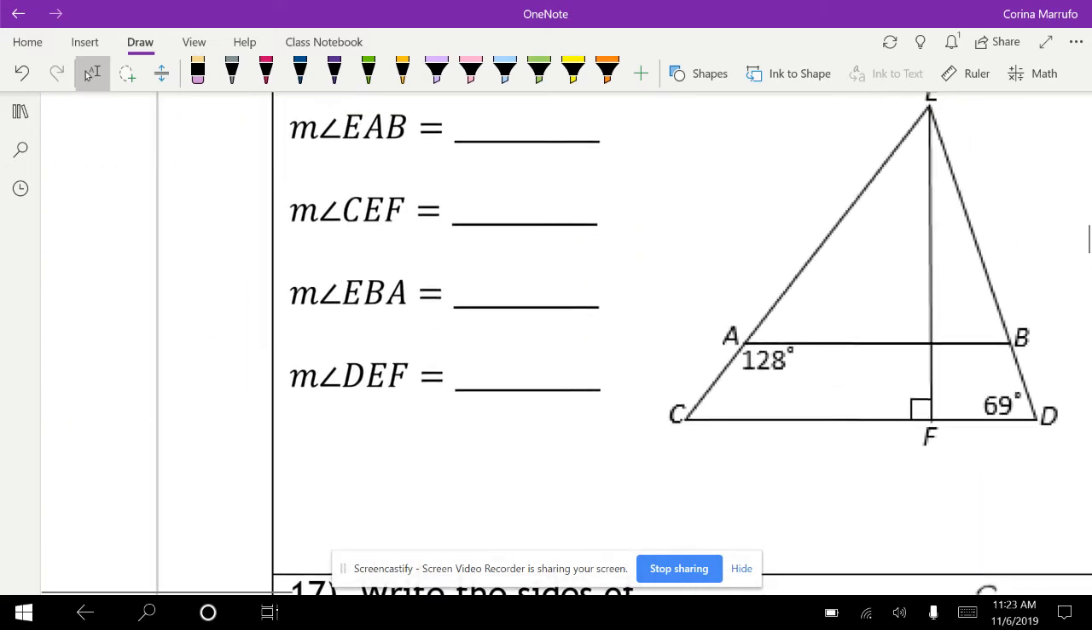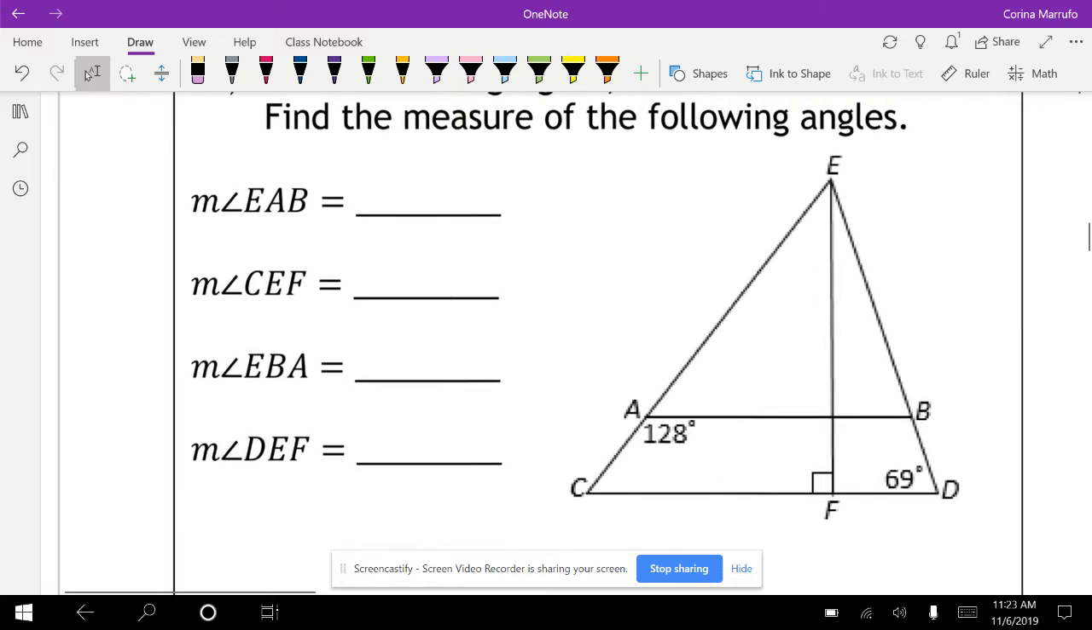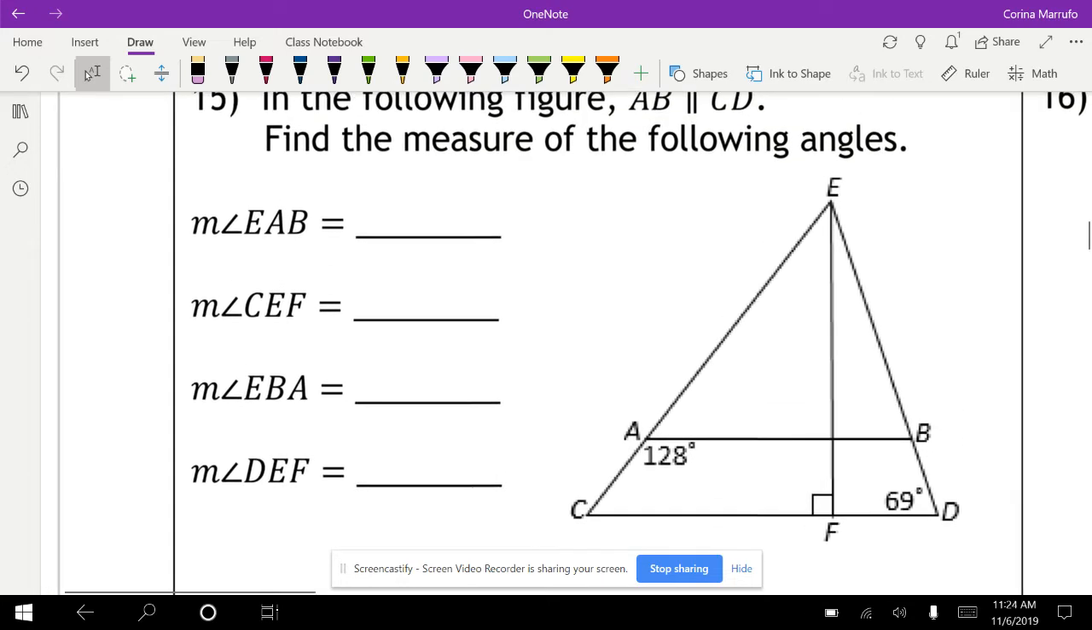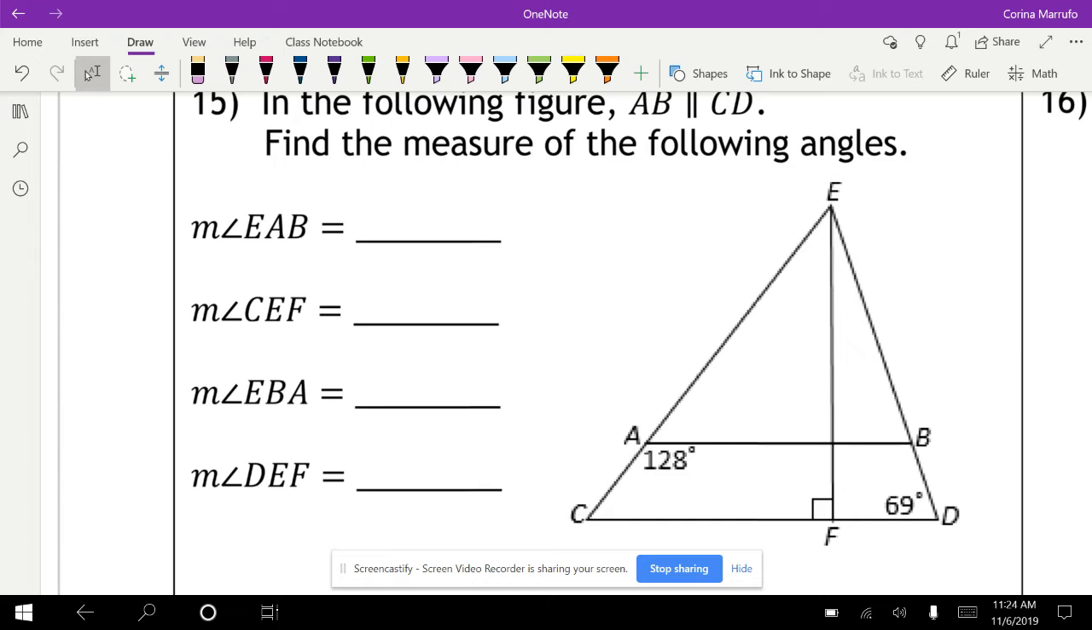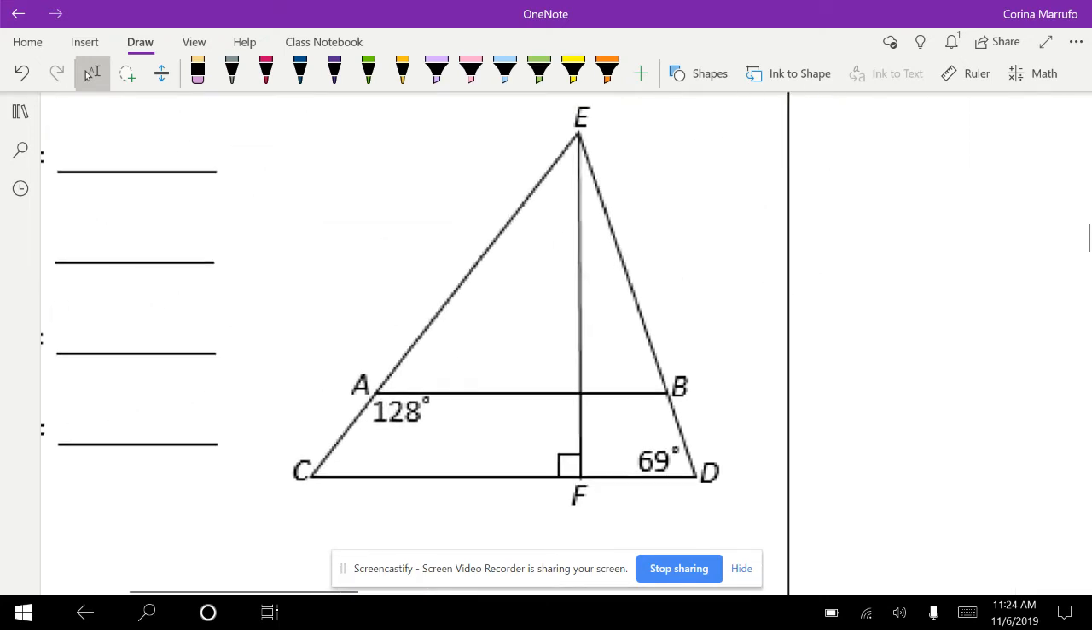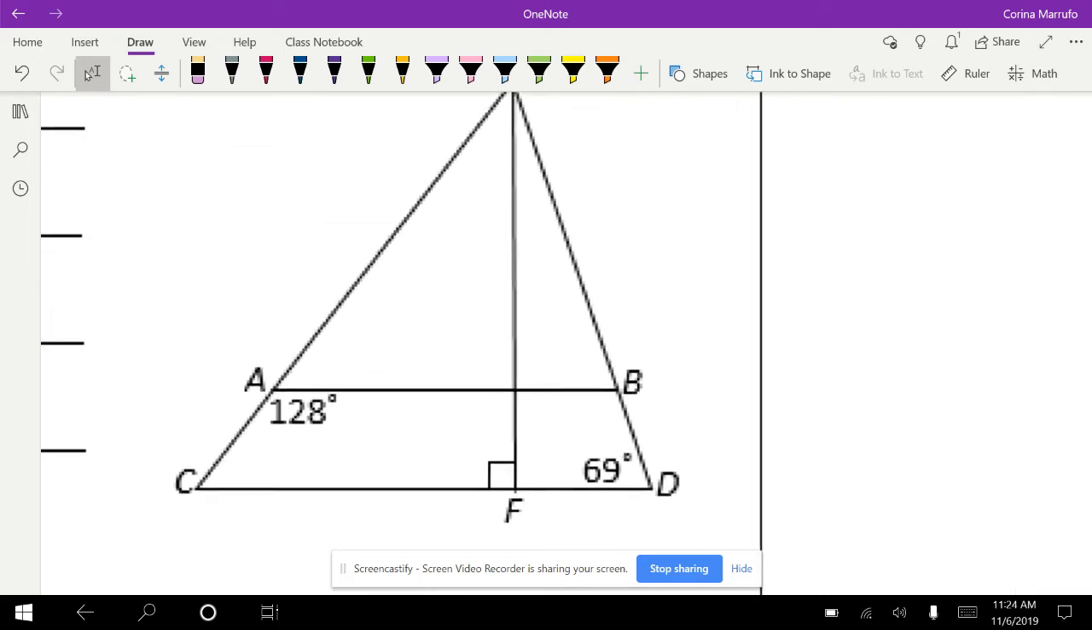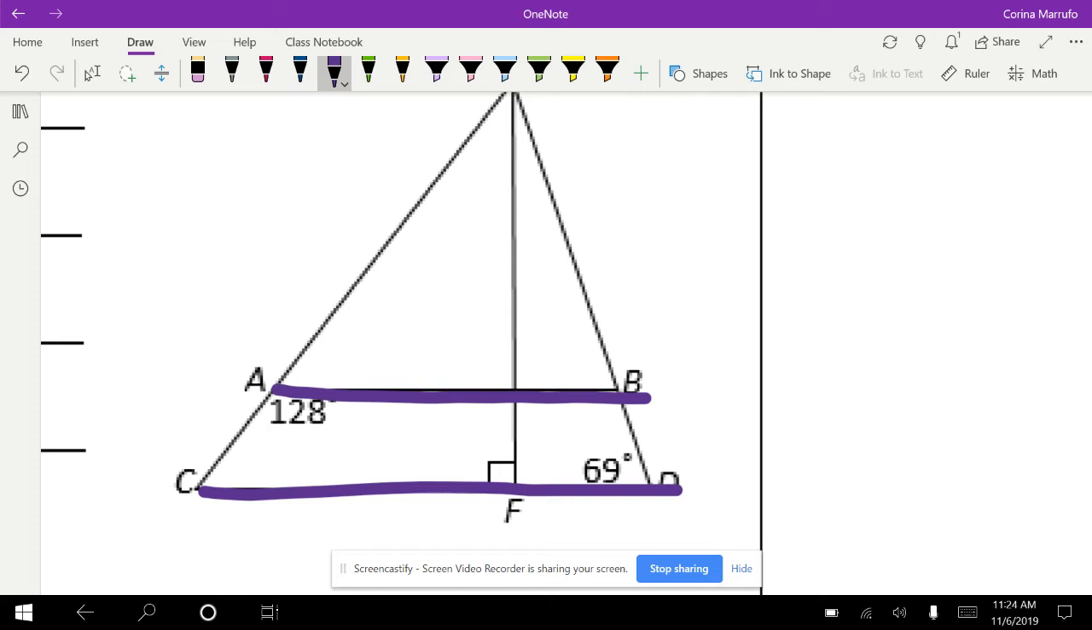Okay, there will be a problem like this on your test. For sure, for sure. So it says here, in the following figure, AB is parallel to CD. Find the measures of the following angles. So we're going to go ahead and solve the whole triangle first. So here you have these two sides that are parallel. So if we look at this first one, just cut by this transversal, if this angle is 69, then this angle up here is also 69.